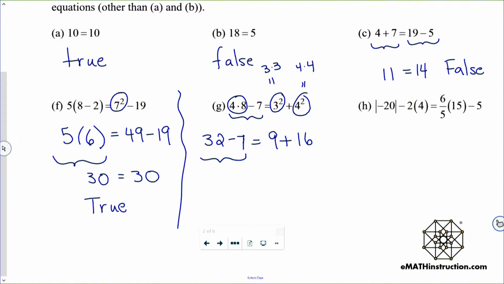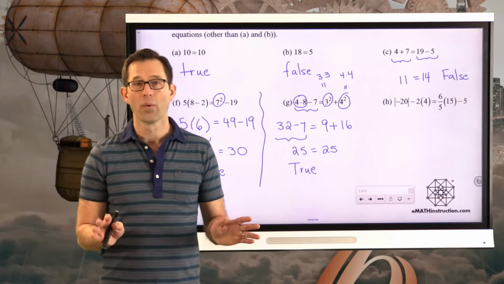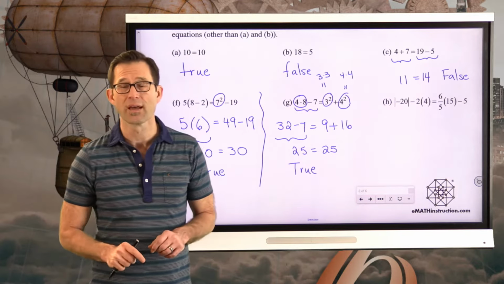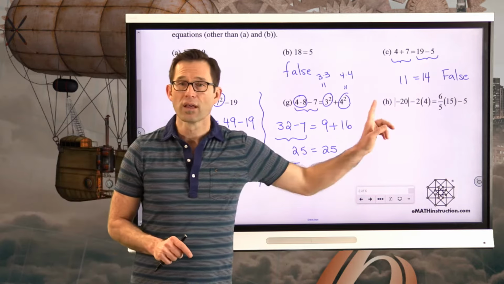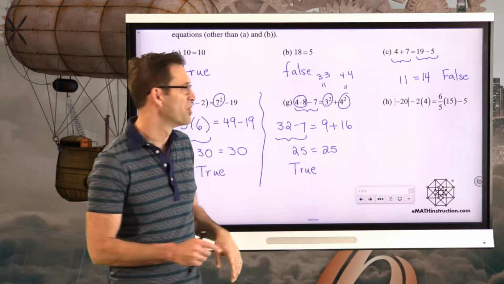Now, on this side of the equation, I can say 32 minus 7, that's 25. And 9 plus 16, that's also 25. So that is also a true equation. And by the way, if you're wondering to yourself, what happened to that whole open equation thing, we're going to address that in the next exercise. But let's now take a look at the beast. Let's go through this one.